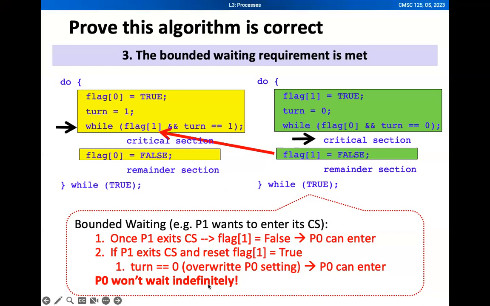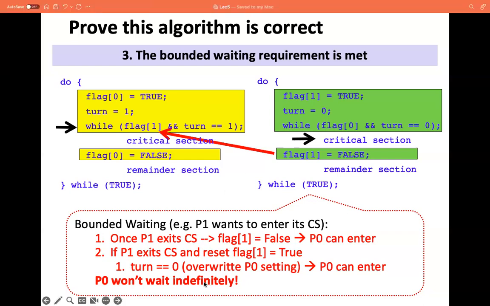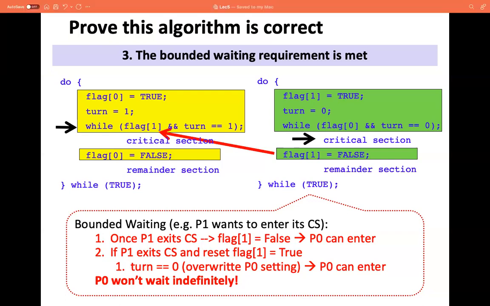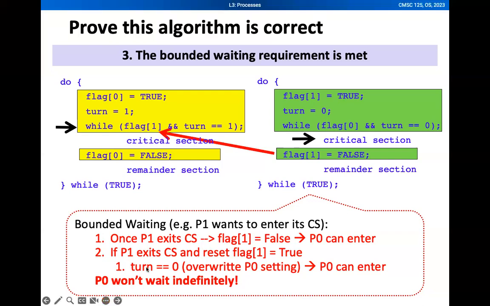So we have the bounded waiting requirement that is met, since the P0 won't have to wait indefinitely.